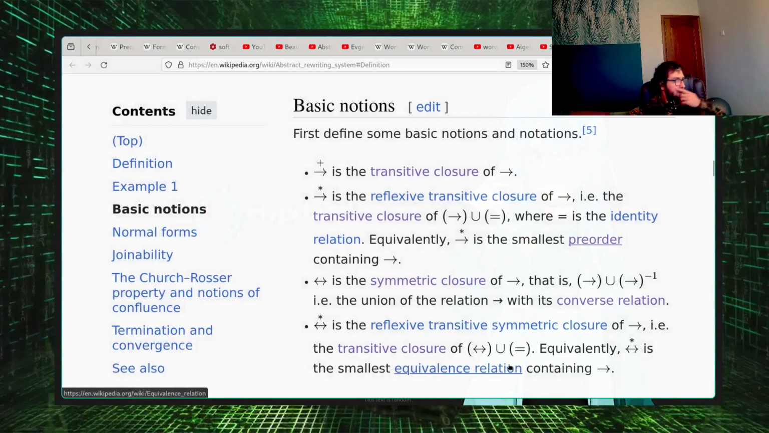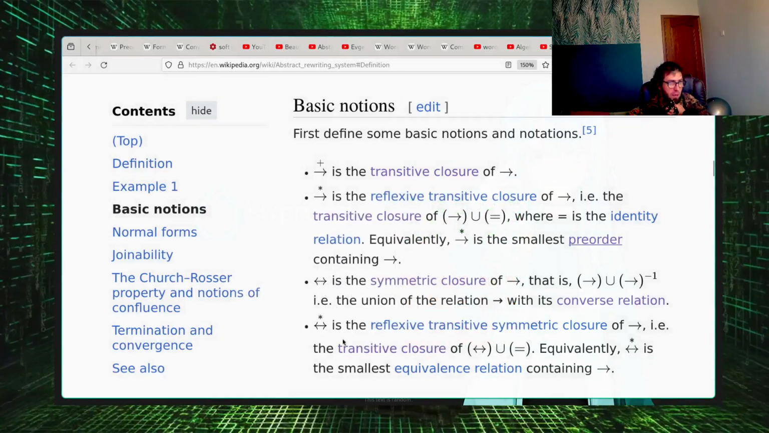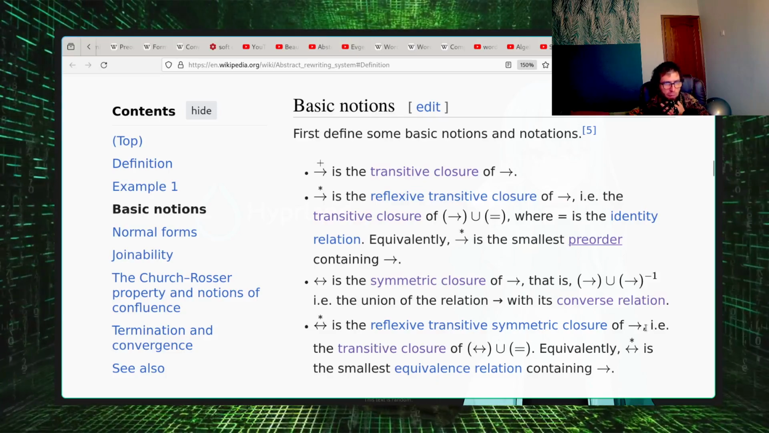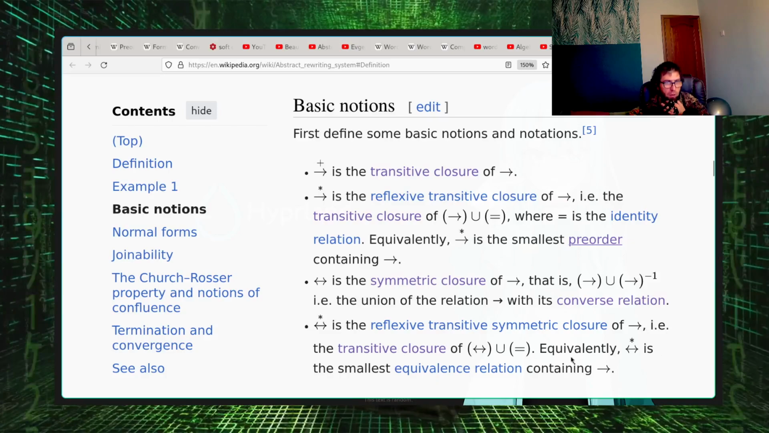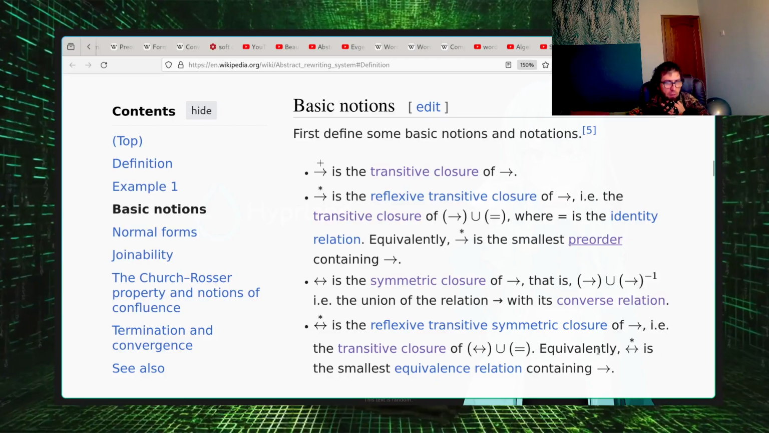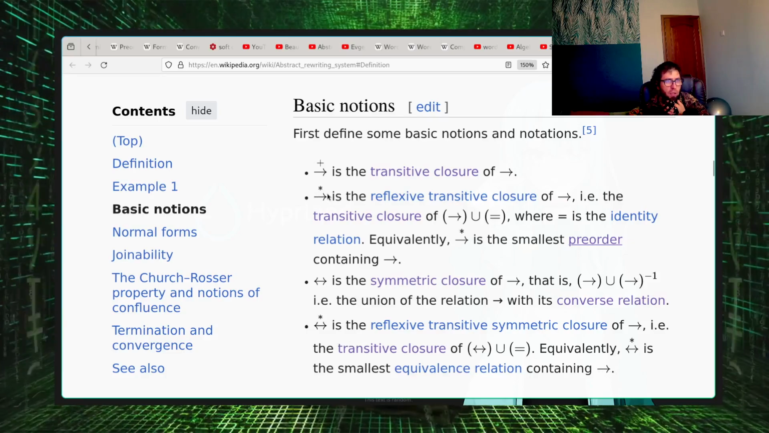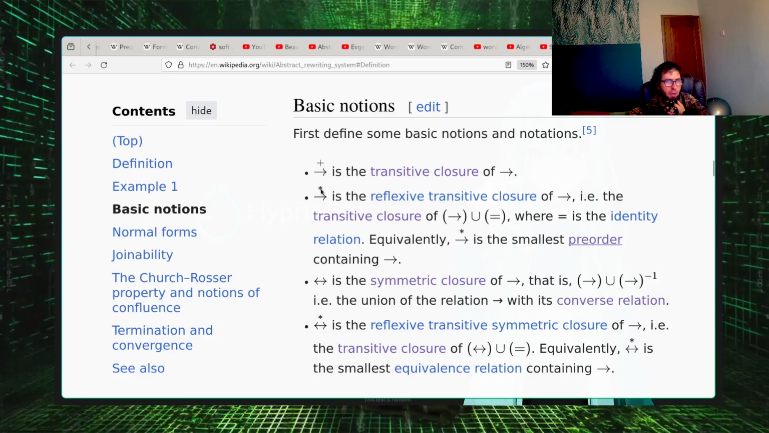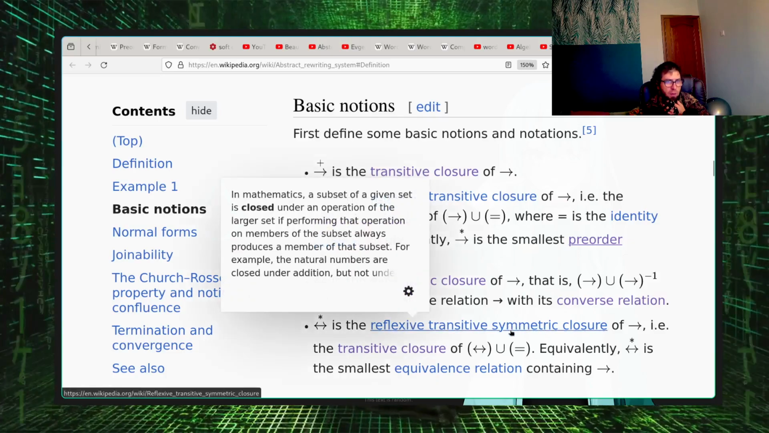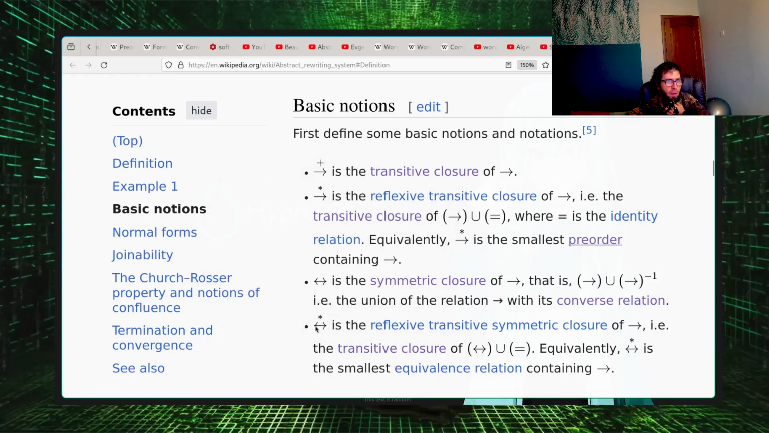Also, we can define this equivalence star as the reflexive transitive symmetric closure of this arrow. So this is equivalently the smallest equivalence relation containing arrow. Or we can just take this arrow with a star, and add symmetry here, and this will give us this relation.